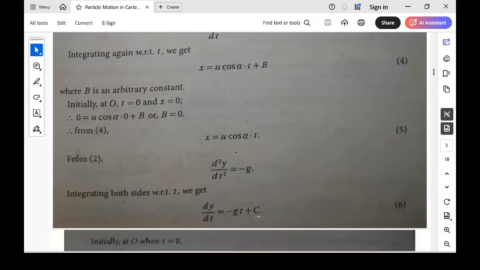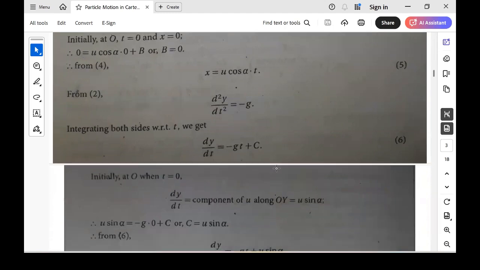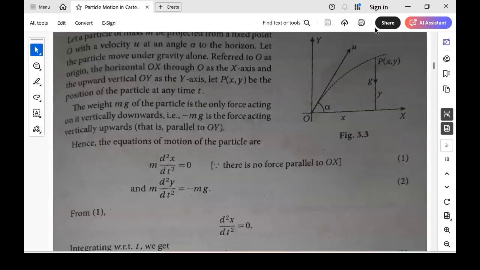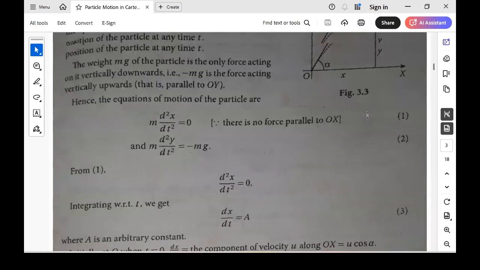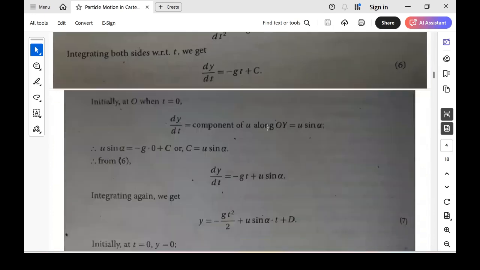Now let us consider the second equation of motion. You can easily integrate it here to get this one. And what was the initial velocity along the y-axis? u sin alpha. If this is my u, then along this it is u cos alpha, and along this it is u sin alpha. So here it is u sin alpha. You put it here, and once you put it in, you get the constant C fixed, and the corresponding dy dt expression comes out like this.